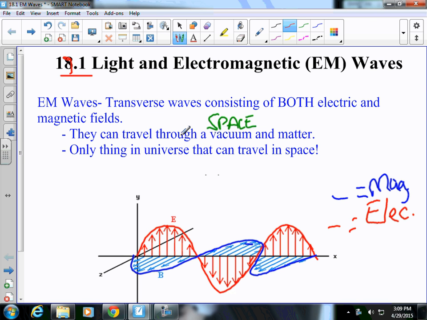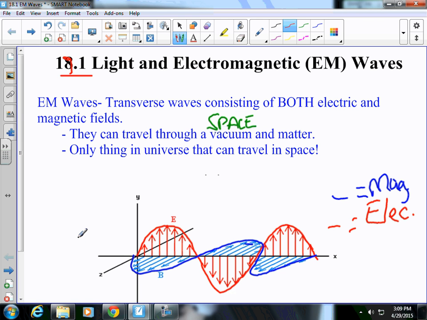Now, what are the two key words in electromagnetic? All right, pretty common sense. Electro and magnetic. So we're talking electricity and magnetism all in one. An electromagnetic wave consists of both, so it's a wave that consists of electric and magnetic fields. The electric field goes up and down. The magnetic field goes side to side, all in the same wave.